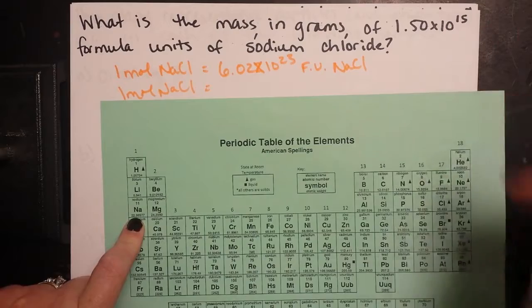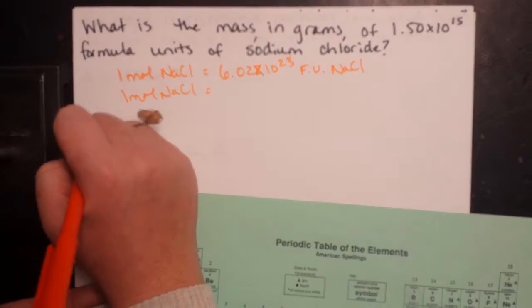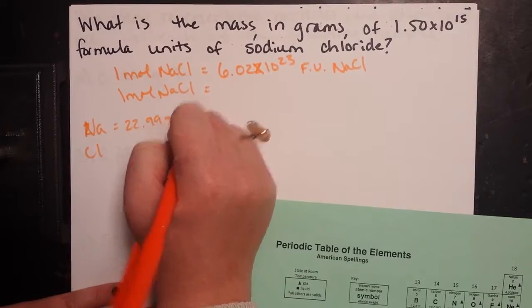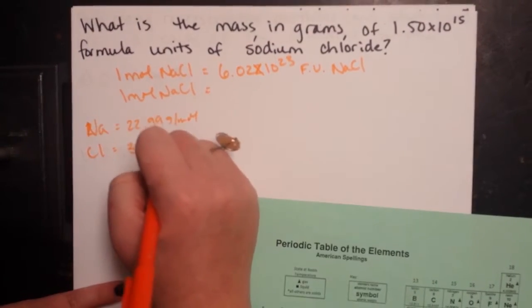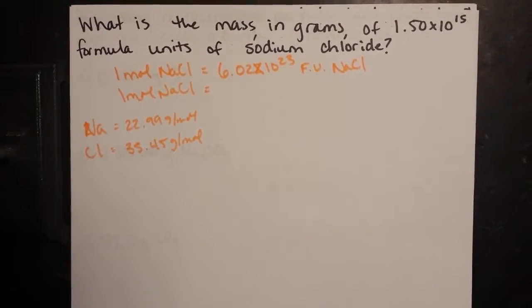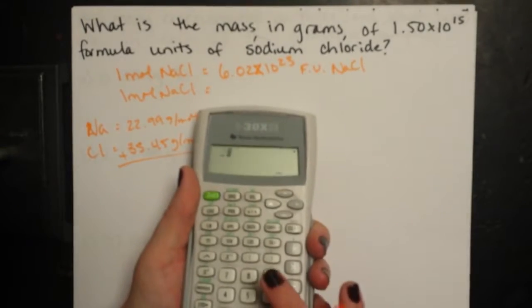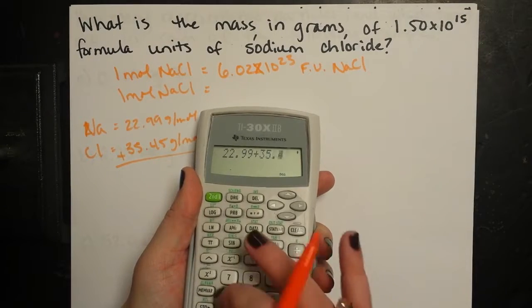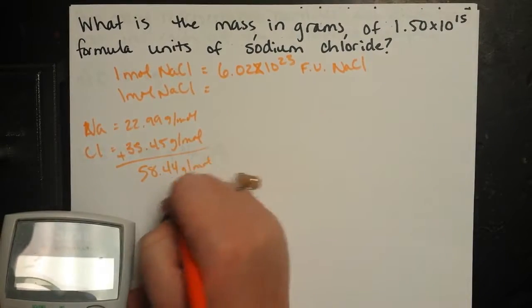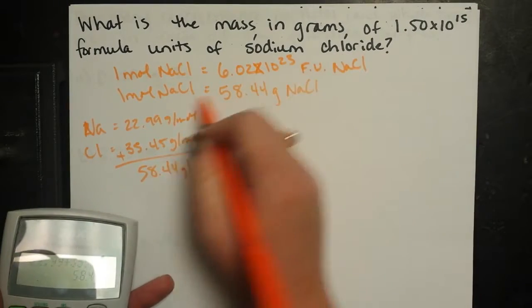So if you look at sodium, sodium has a molar mass of 22.99 grams per mole. For chlorine, it's 35.45 grams per mole. And then, since there's only one of each, I'm going to go ahead and add them up here. So 22.99 plus 35.45, so 58.44 grams per mole. So there's that many grams of sodium chloride for every mole of sodium chloride.